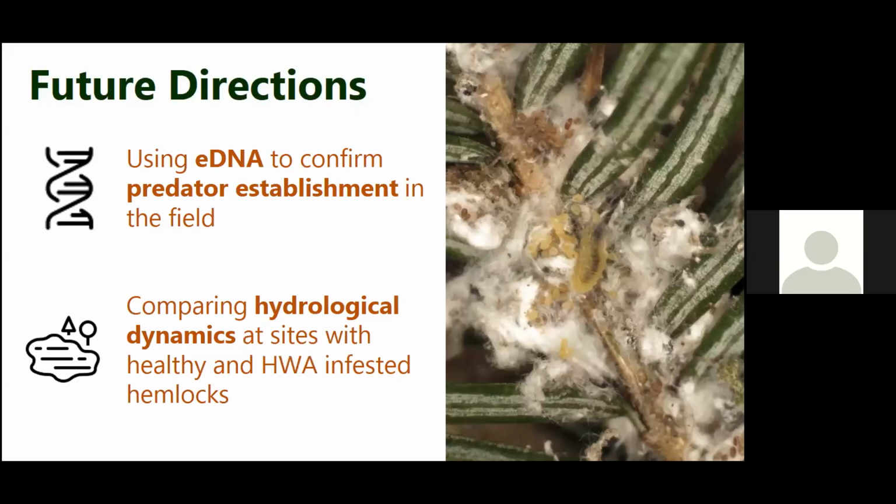And preliminary, recently published data showed that sites that have HWA-infested trees, so trees that are in poorer health, actually had higher stream flashiness after precipitation events, which would result in a greater risk of flooding. So we are looking into the larger impacts of HWA infestations over long timescales, seeing how it plays into the dynamics of full watersheds.